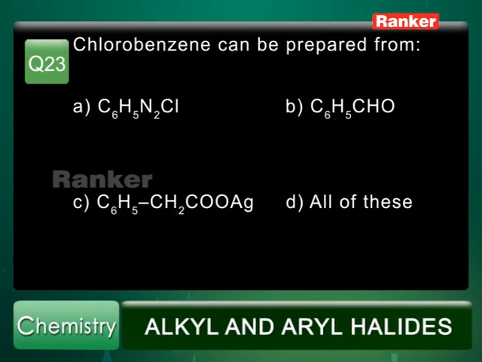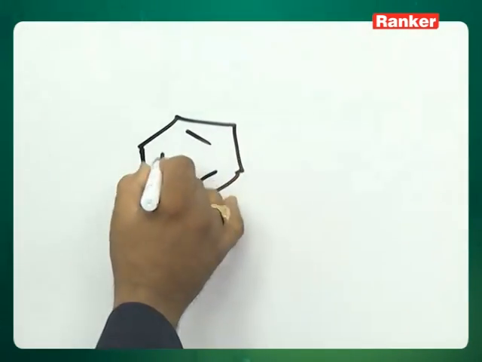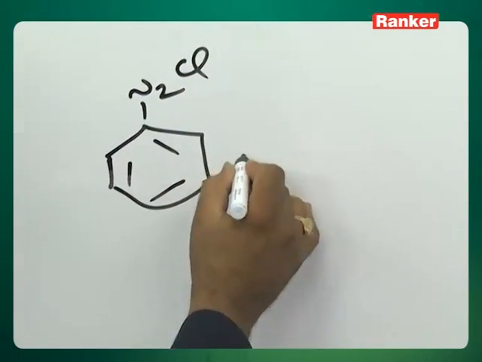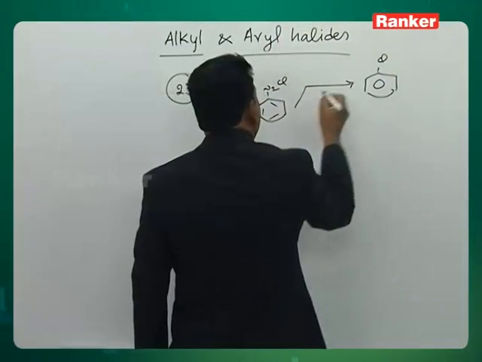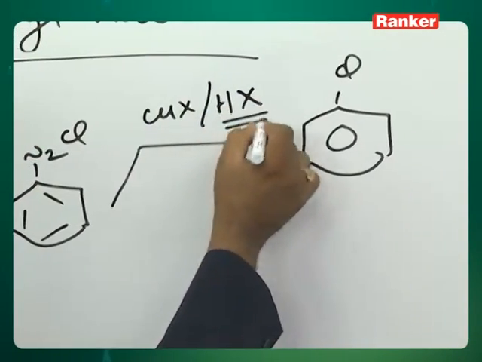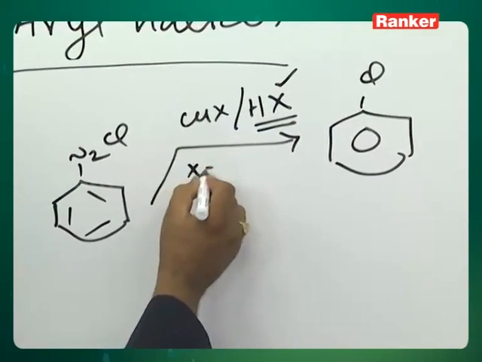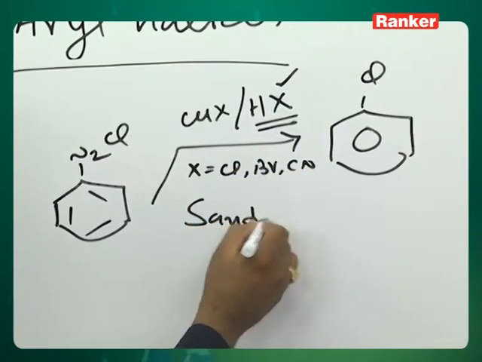Actually, compound C will give benzyl bromide if bromine is added, that is the Hell-Volhard-Zelinsky reaction. With option B, benzaldehyde, you cannot prepare dichloro compounds. Option A is the right way: benzene diazonium chloride can be converted into chlorobenzene in 2 ways. One is treating with CuX in presence of HX, where HX is the reagent and CuX is the catalyst, and X can be chloro, bromo and also cyanide. This is known as the Sandmeyer reaction.